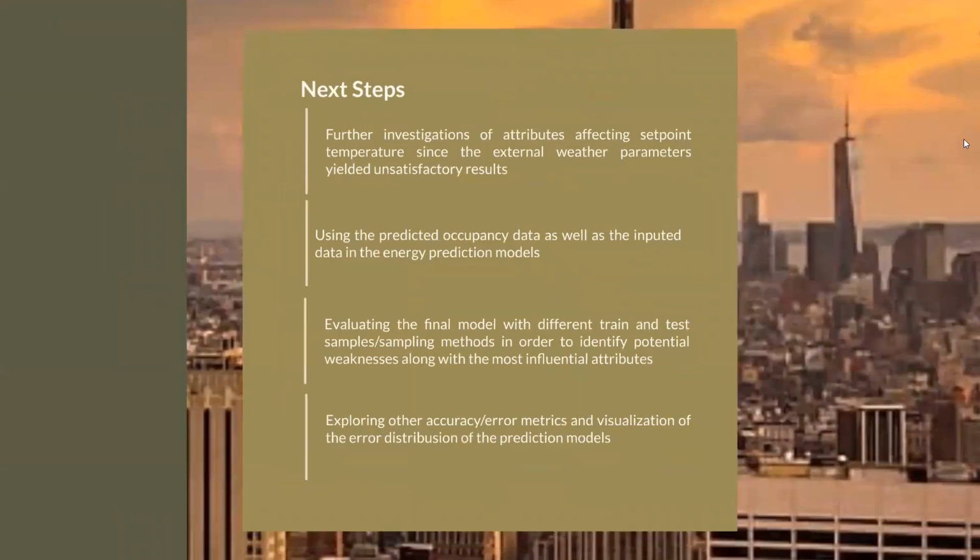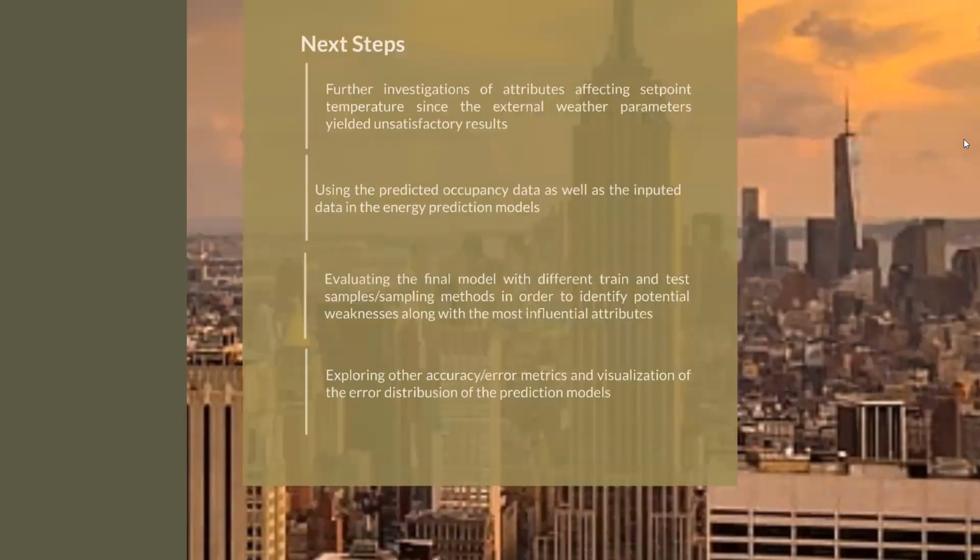Next steps to be considered in this project is the further investigation of attributes affecting the set point temperature, since the external weather parameters yield unsatisfactory results. Using a larger data set with the predicted occupancy and imputed data in the energy prediction model, cross-validation and further evaluation of the models will be conducted to identify potential weaknesses, the most influential attributes, and to avoid overfitting. And finally, exploring other accuracy and error metrics and visualizing the error distribution of the prediction models.